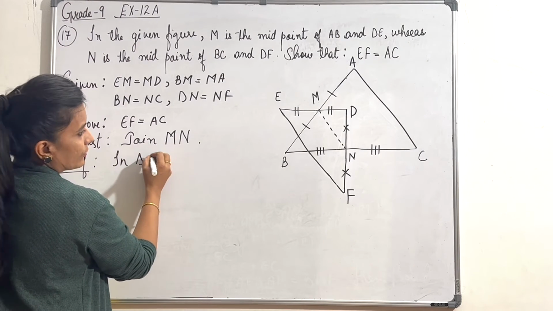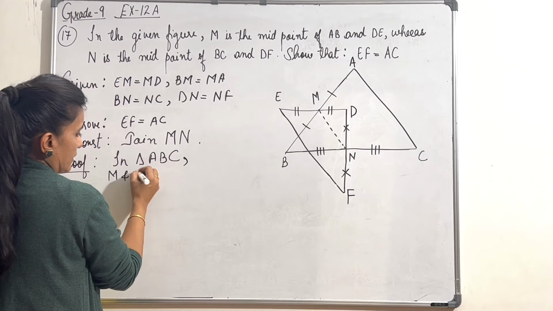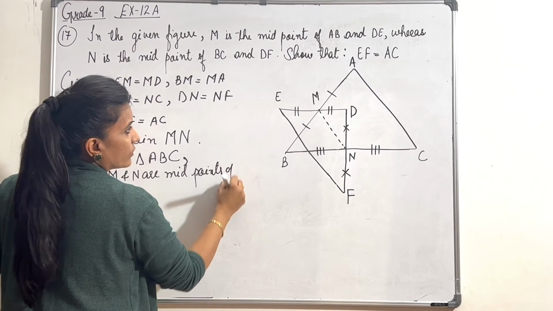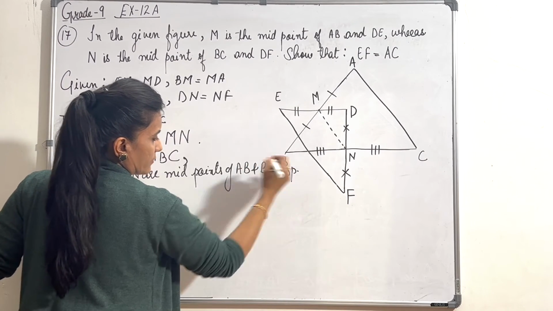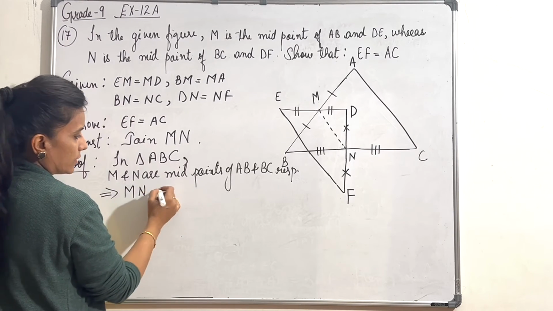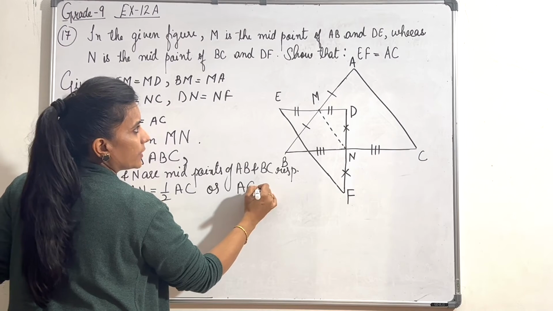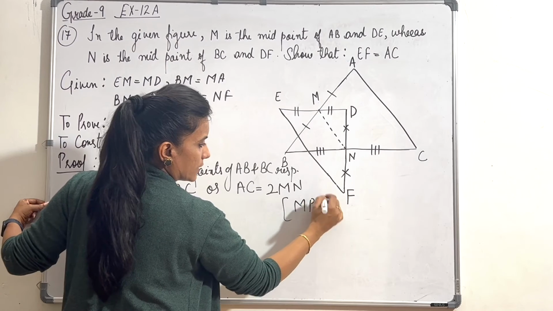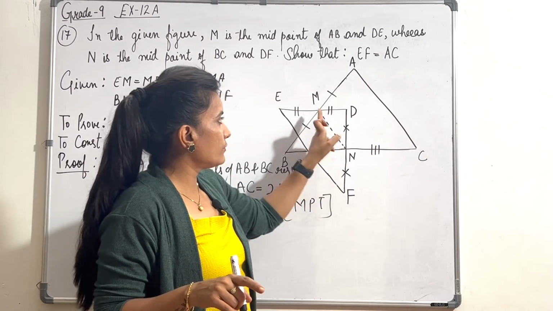In triangle ABC, M and N are midpoints of AB and BC respectively. This implies MN will be equal to half of AC, or you can say that AC will be equal to double of MN. This is from the midpoint theorem. Alright. Now, we have shown that AC is double of MN.